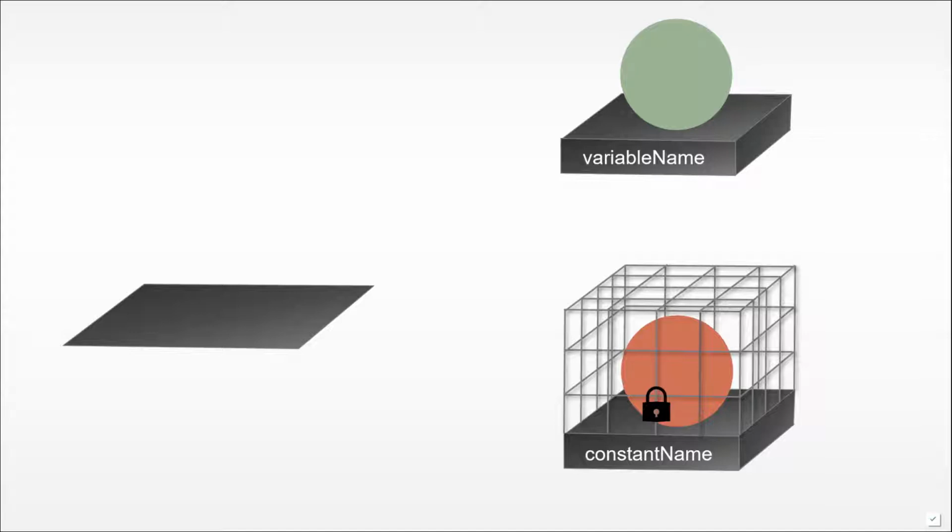You can think of this as placing a cage around that ball. So we have defined a value which refers to that particular location, but we are not allowed to make changes to it anymore. In fact, if we try to assign a new value to constant name, we would get an error. We are not allowed to do that. So if we want to define variables, we would use the let and the var keyword. But if we want to define a constant, we would use the const keyword.